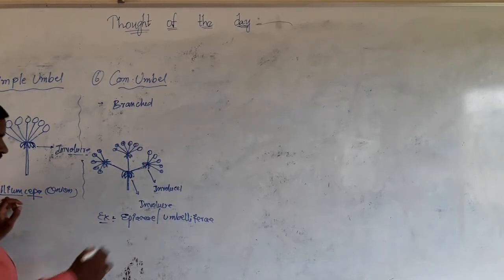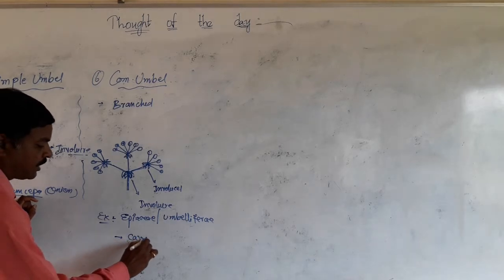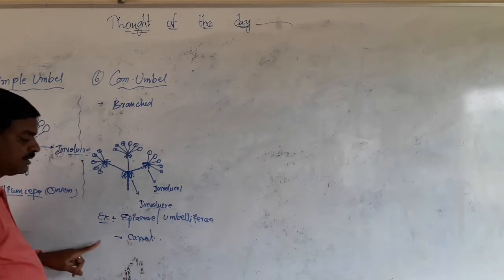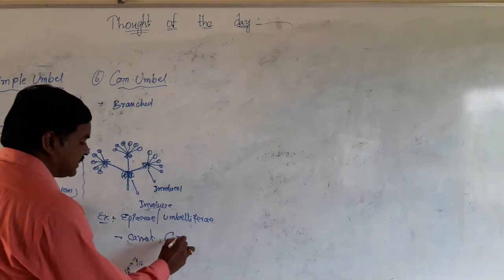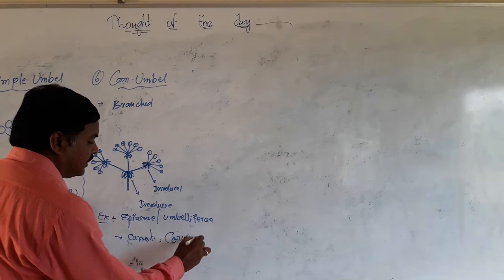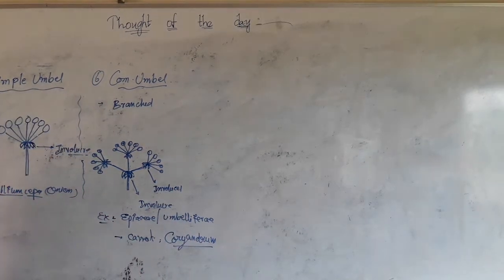Some examples of this family's members: one is carrot. Carrot is one of the best examples. At the same time, another example is Coriandrum sativum, this is coriander.